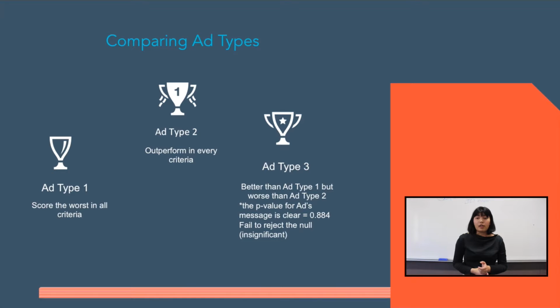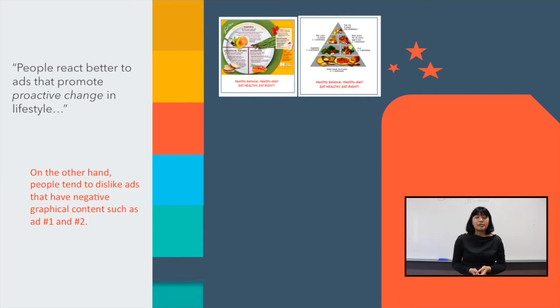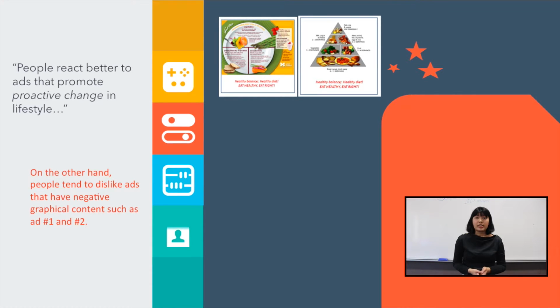In light of the comparative analysis and its interpretation, ad type 2 has outperformed on the mean score in all criteria. The next highest one is ad type 3. But on the other hand, ad type 1 ranks at the bottom. This can be inferred that an ad's positive and cheery message can help people react better and further drive change in lifestyle.